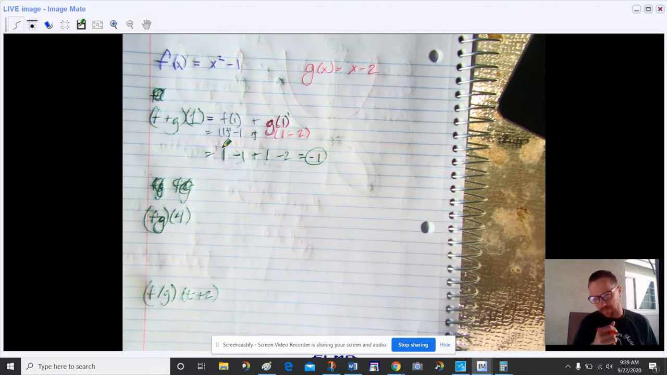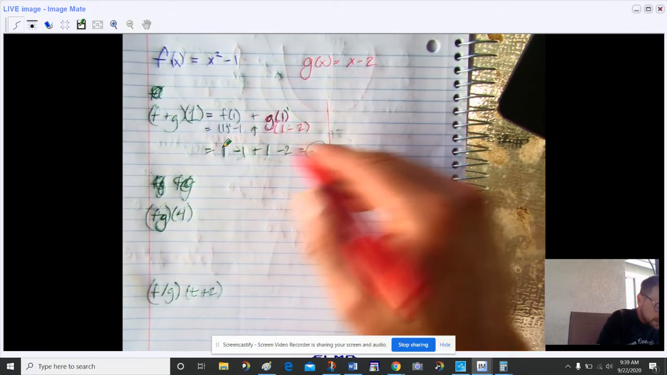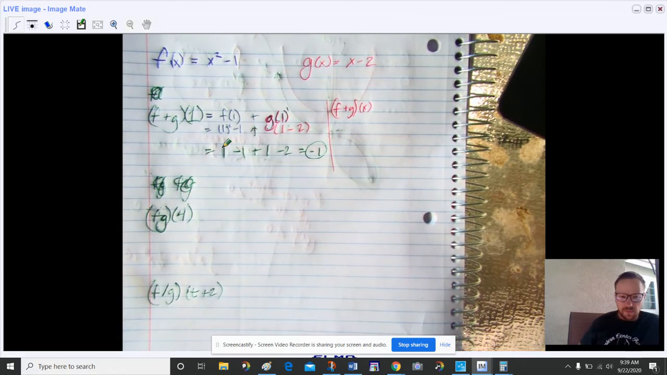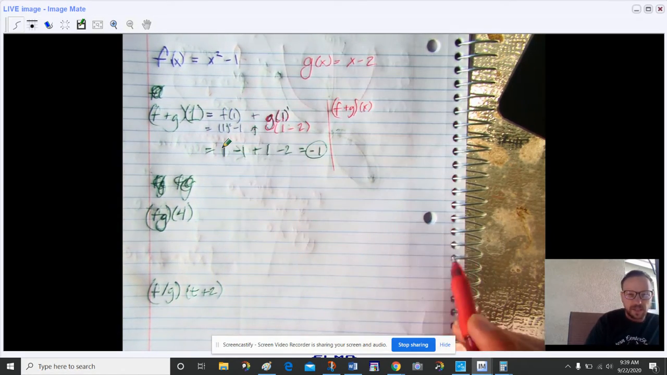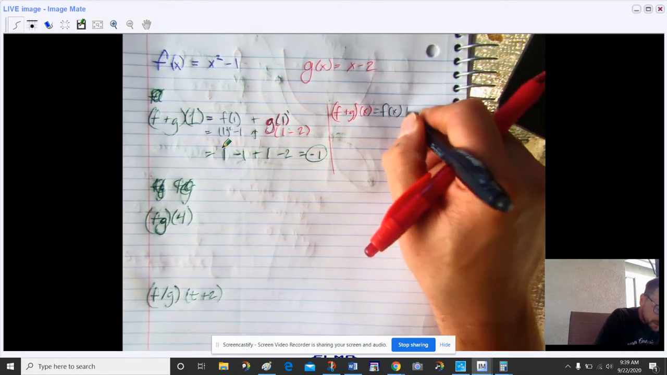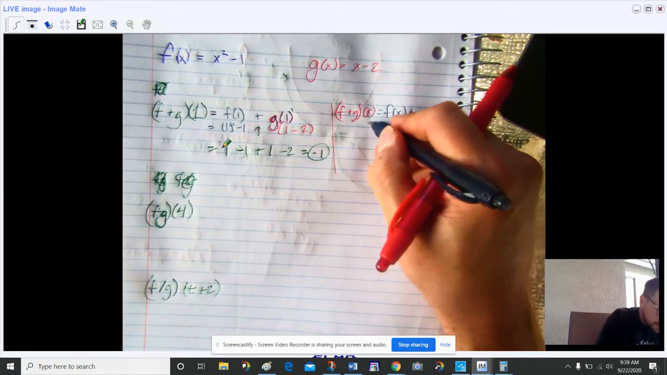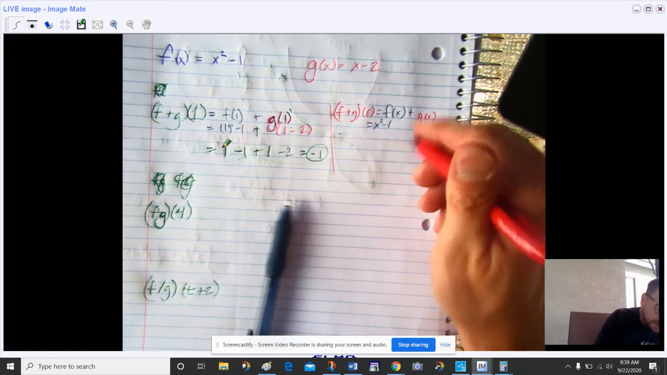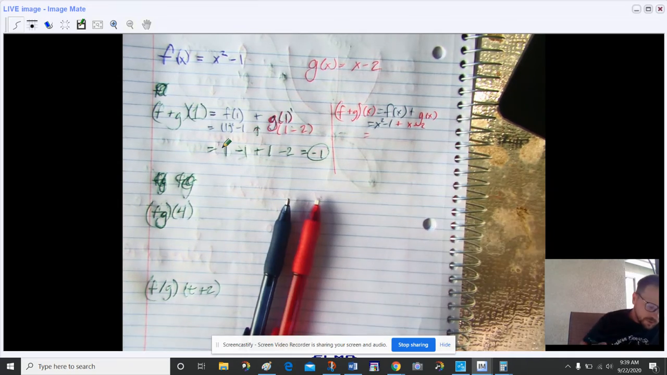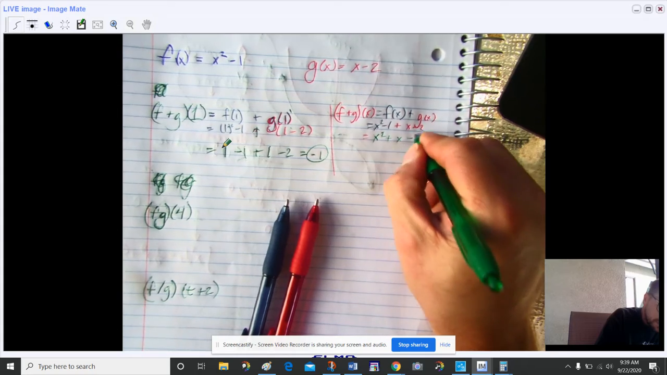Now that's one way to go about it. Sometimes what we want to do, though, is we might just say instead, we could do f plus g of x to start off with. And we would start off and we just add the two together. And so that really would be f of x plus g of x. So f of x then is the x squared minus 1 plus the g of x, which is x minus 2. And we combine like terms, and so we'd end up with x squared plus x minus 3.